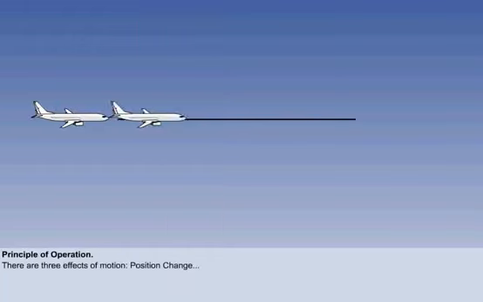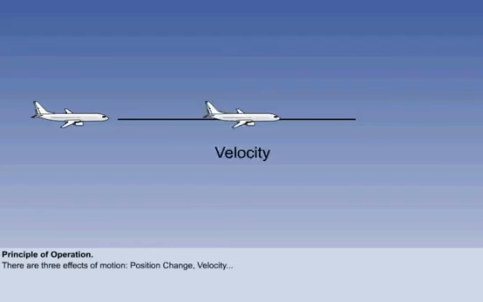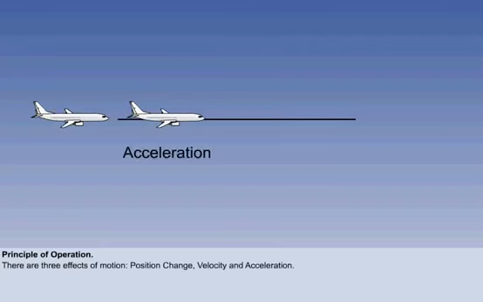We'll now look at the principle of operation. When an aircraft flies, there are 3 effects of motion. These are position change, velocity, and acceleration. Of these, only one can be detected without external reference. You cannot measure position or velocity from equipment entirely contained within the aircraft, using no radio or radar, but you can measure acceleration.